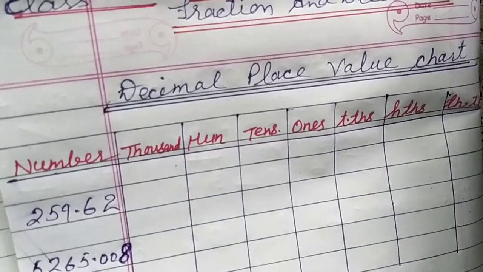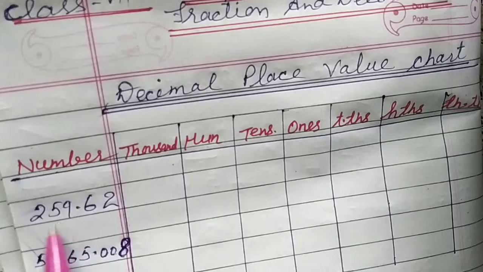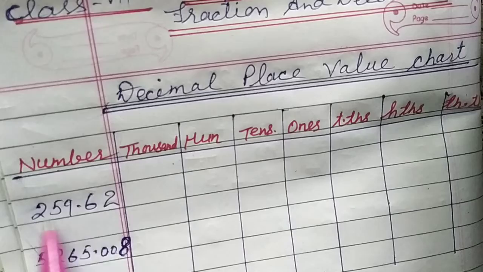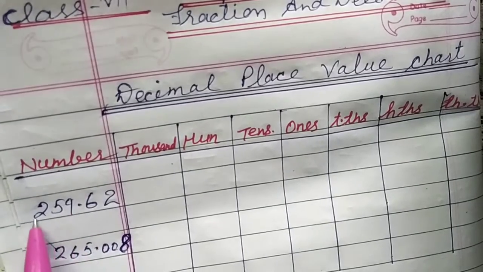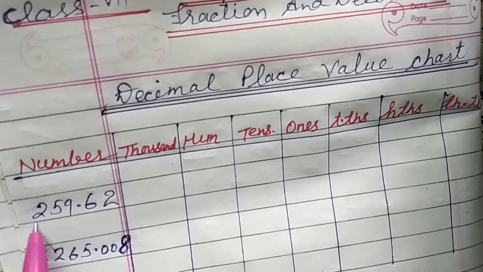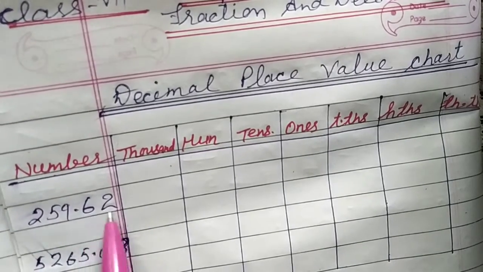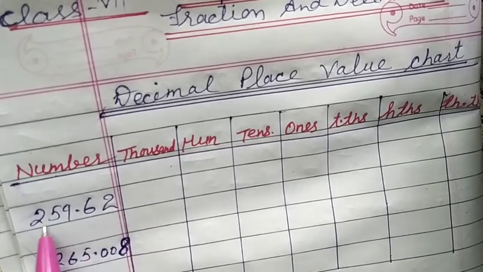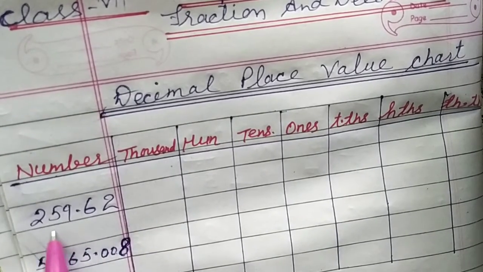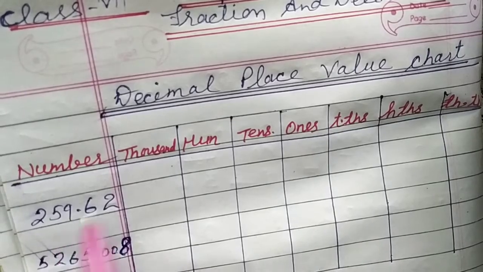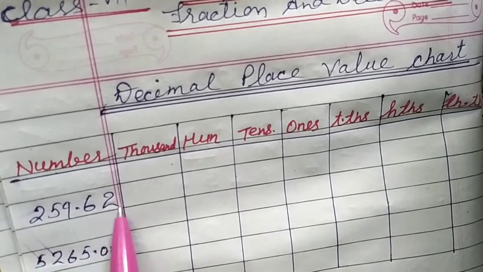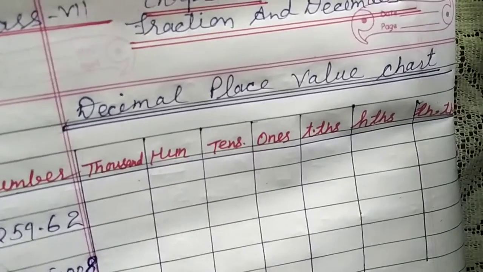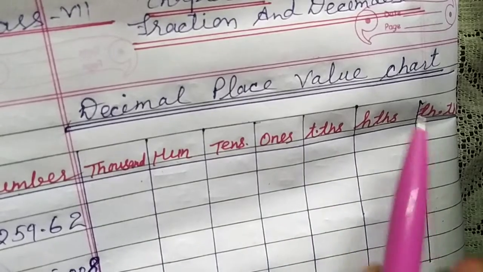Just see here, I have written a number, 259.62. This number has two parts. Here the whole number is there, and here the decimal part is there, 0.62. If the numbers are whole, we know how to arrange them in a place value chart. But because there are decimal numbers, we need a decimal place value chart. So how can we locate these numbers on a decimal place value chart?